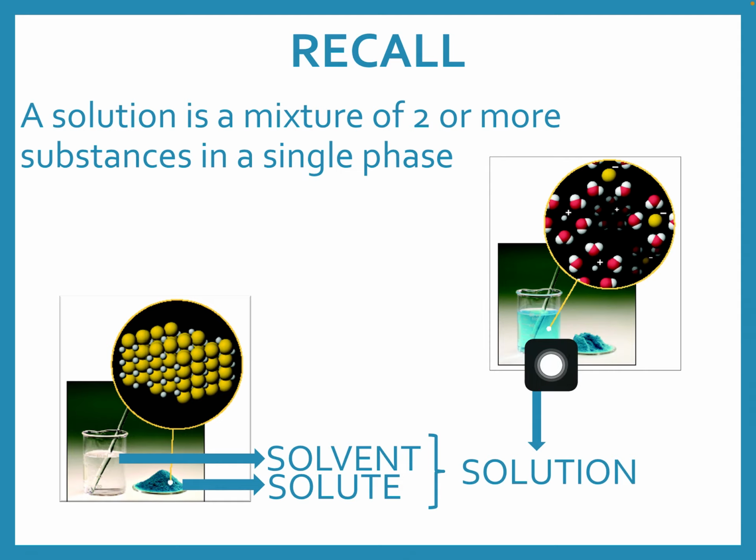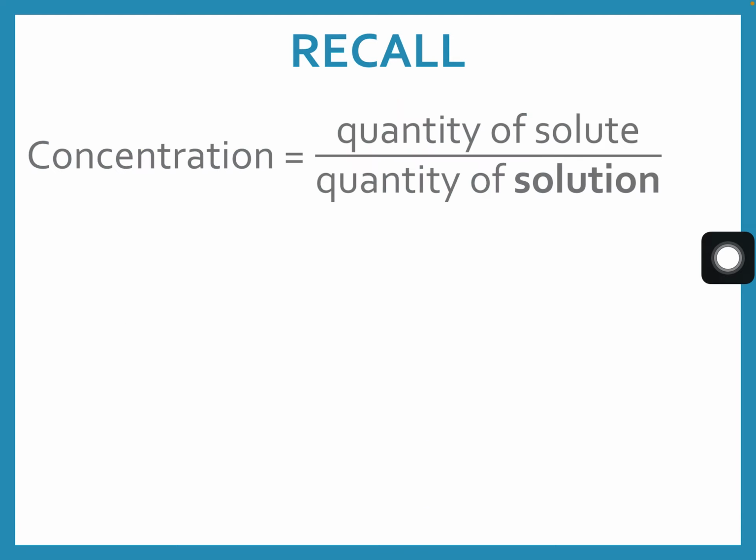And so we can see here that the two different substances look like one single phase. If we were able to see at the atomic level, we would see that the water is surrounded by each of the ions of the solute.